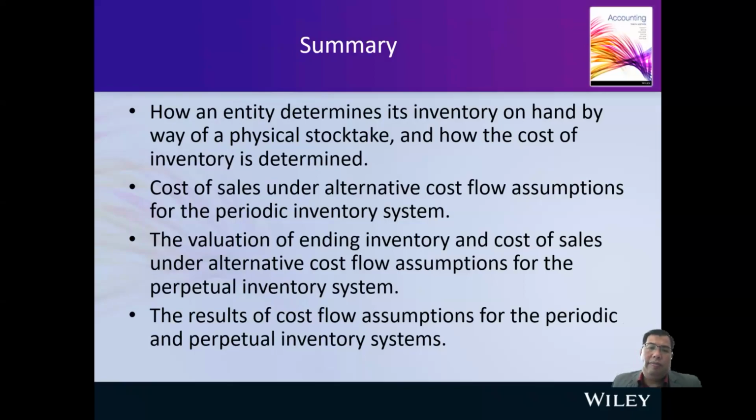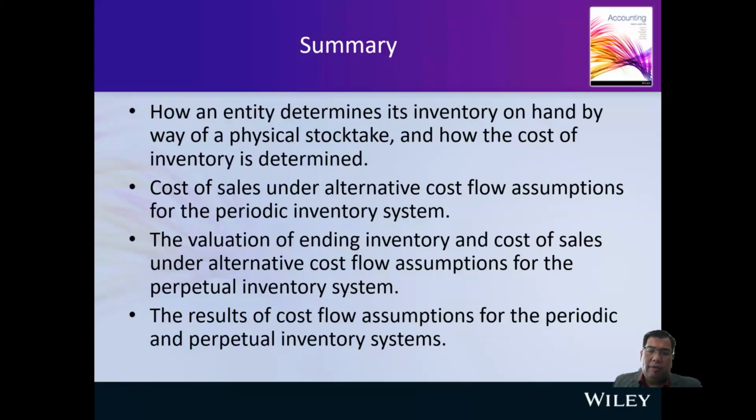As a summary, how an entity determines its inventory on hand by way of physical stock take, or how the cost of inventory is determined, is very critical. We have discussed a few methods of that. The cost of sale and the alternative cost flow assumptions for the periodic inventory system vary between these three methods. The valuation for ending inventory and the cost of sale also vary.